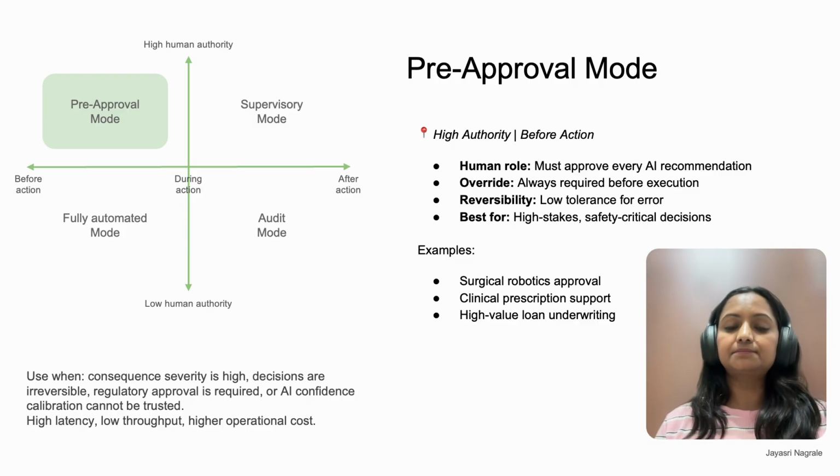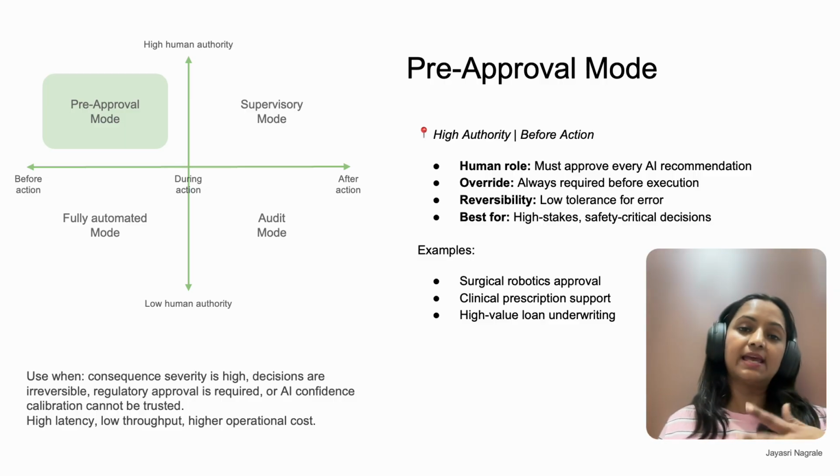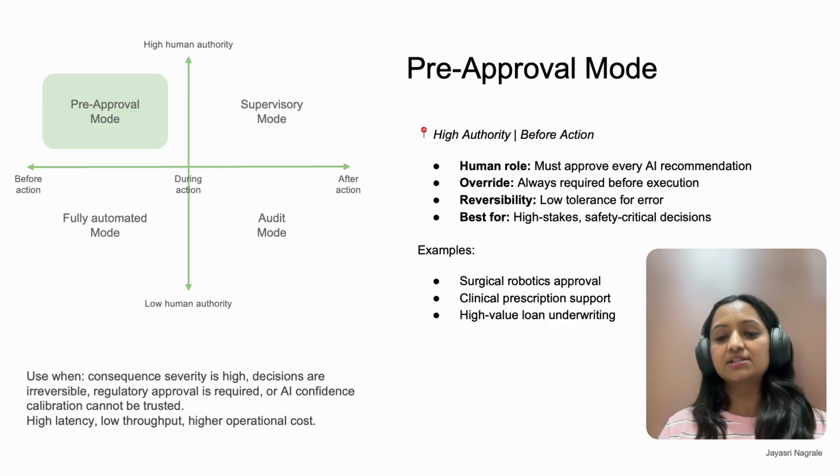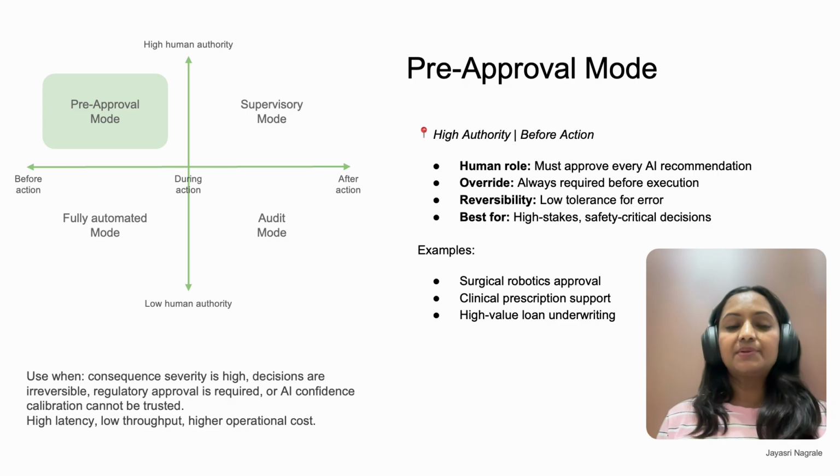Also, some things to remember in the pre-approval mode are: the human must approve each and every AI recommendation. The human always has the ability to override an AI recommendation. So if AI recommends X and the human recommends Y, we will have the time, the space and the opportunity to reverse that decision and course correct it. And it is also best for high stakes and safety critical decisions. So this was the pre-approval mode.